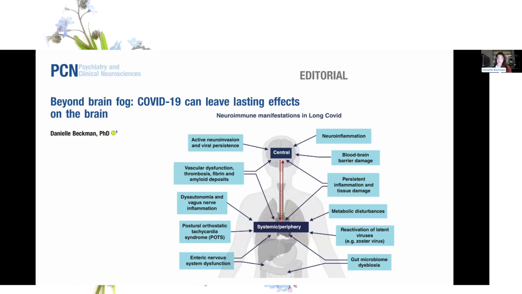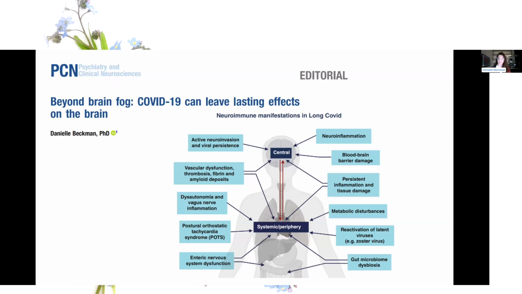So I saw the discussion about EBV. EBV is still a strong hypothesis for ME, at least for neuroscientists. There are people trying to see if there is viral reactivation in the brain that is causing a lot of the symptoms that ME patients have. But a lot of what is shown here, summarizing these different symptoms and neuroimmune manifestations in long COVID, applies to ME as well.